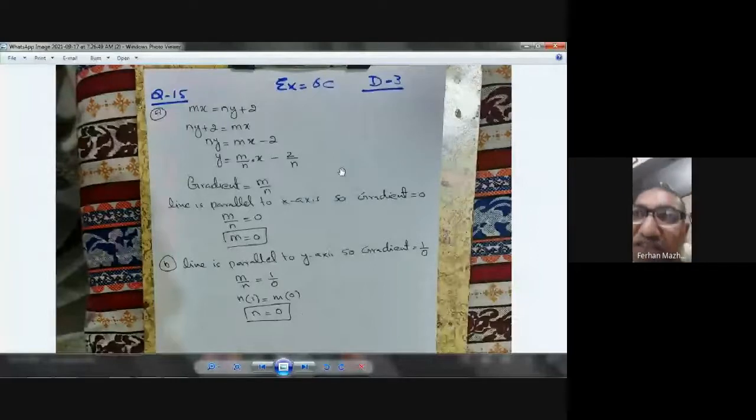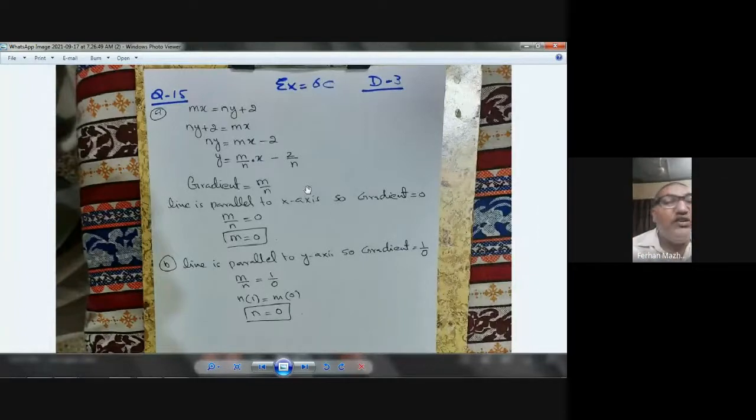So the gradient of this line, when y is the subject of the formula, is the coefficient of x. So the gradient is m divided by n. They told us that the line is parallel to the x-axis. Anything parallel to the x-axis has gradient 0, because the x-axis is horizontal. So any line which is horizontal, or parallel to the x-axis, its gradient will be 0.